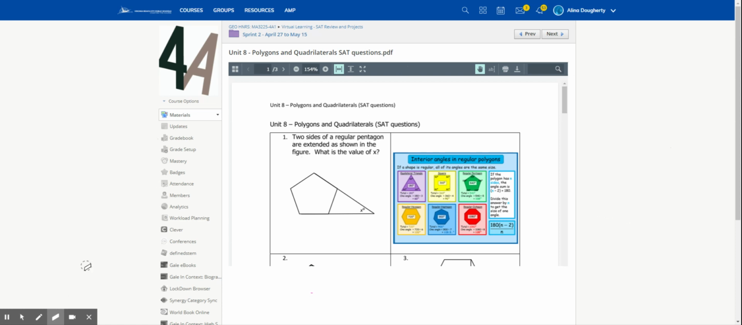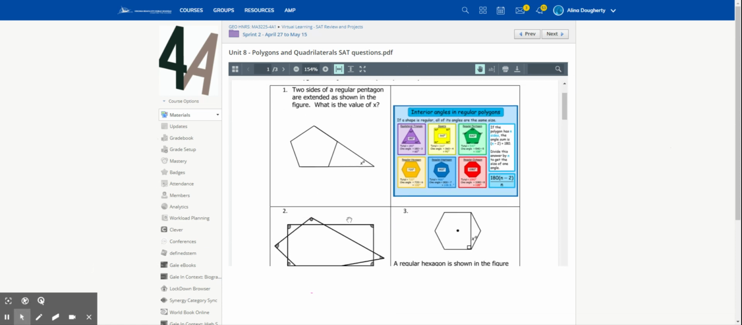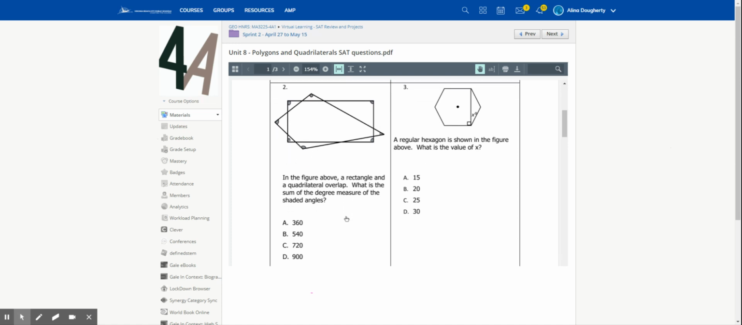All right, question number 2. Again, if you don't remember how many degrees every quadrilateral has, you can use that n minus 2 times 180. In this shape, we've got 4 corners, so that's 360 degrees. And in this shape, we've got 4 corners, which also have to add up to 360 degrees. So the sum of the degree measures of all 8 shaded angles is all the ones from the pink shape plus all the ones from the blue shape, which gives you a total.